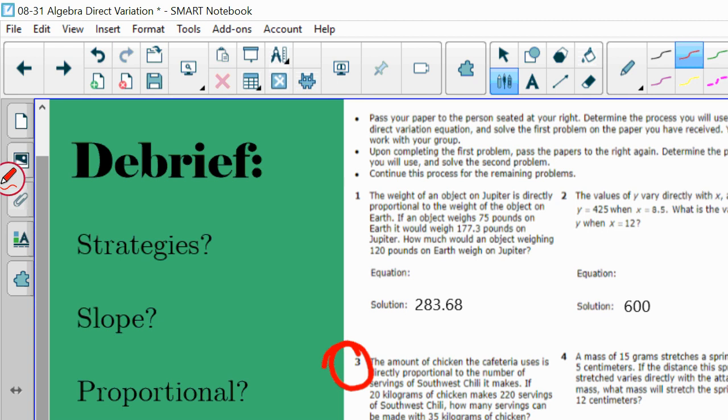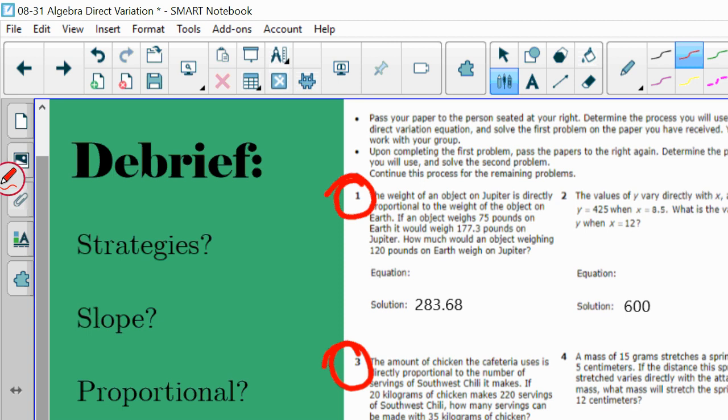Okay, so you found a unit rate, yes? Yes. So you found a unit rate for how many servings of chili I would need for 1 kilogram of chicken, right? By finding my unit rate, what was your equation you put down? Y equals 11x. So I am taking my kilograms of chicken and multiplying by what? 11. Yes? Okay, let's go to somebody who did number 1.